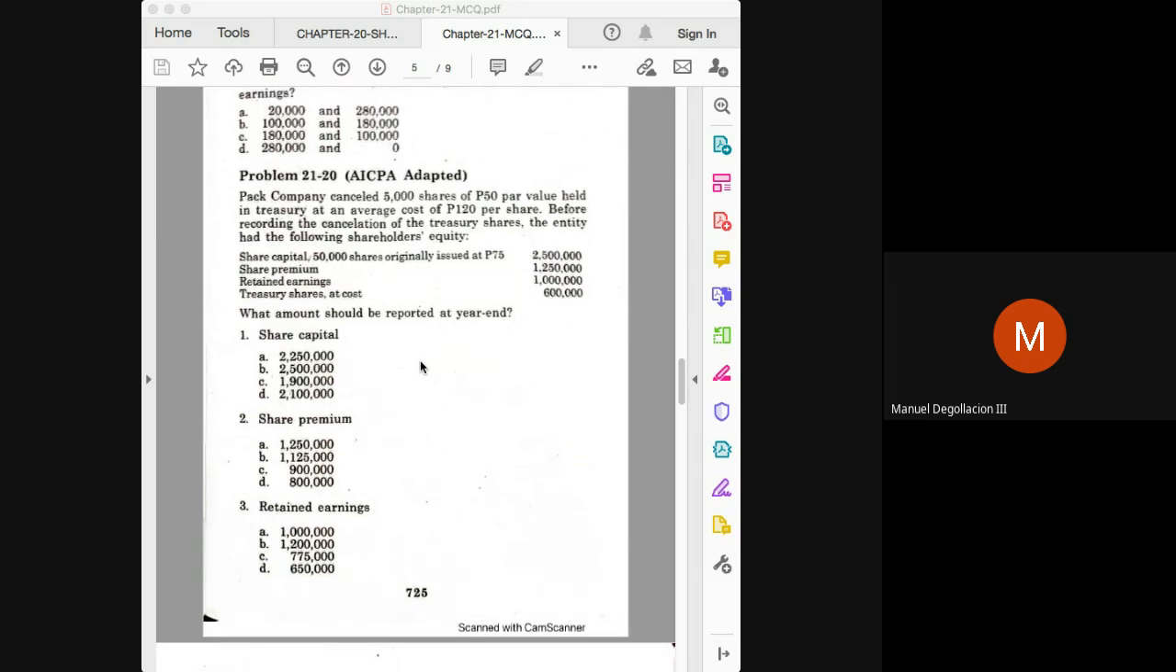21-20. What amount should be reported at year end? Share capital, share premiums, retained earnings. PAC company canceled 5,000 shares of 50 par value held in treasury at an average cost of 120 per share. Before recording the cancellation of treasury shares, the entity had the following shareholders' equity balances.